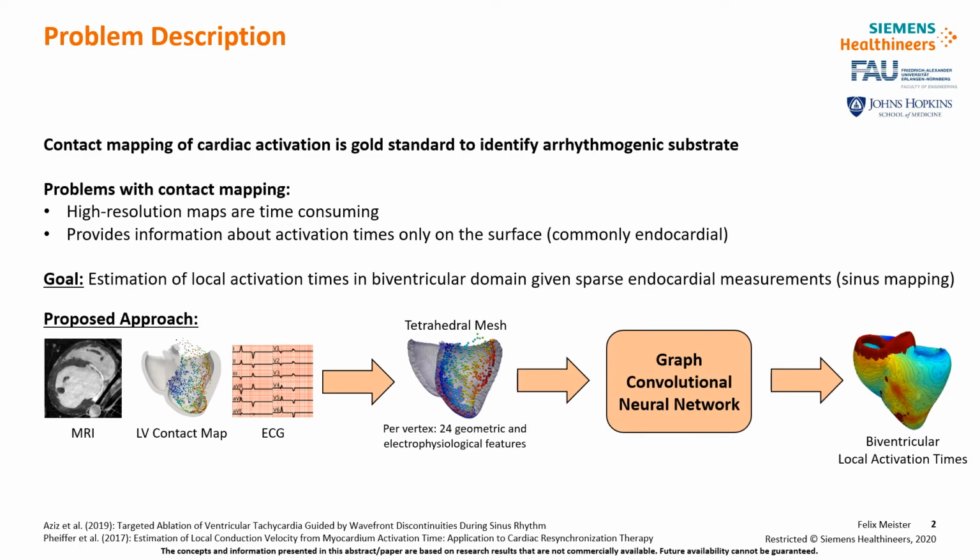This work revolves around contact mapping of cardiac activation. Here, a catheter is inserted into the ventricle and measurements of voltage and activation times are acquired. There are a few problems with this technique. Since points are being taken sequentially, obtaining high-resolution maps is a time-consuming process. Furthermore, contact mapping, which is commonly performed endocardially, provides only information on the heart's surface and fails to capture the electrophysiology of the complex 3D arrhythmogenic substrate within the myocardium.